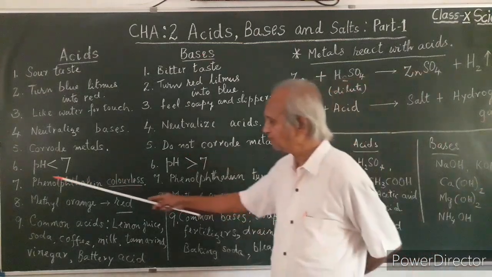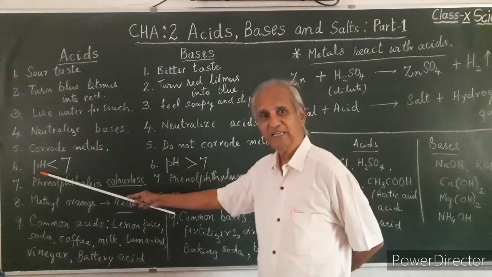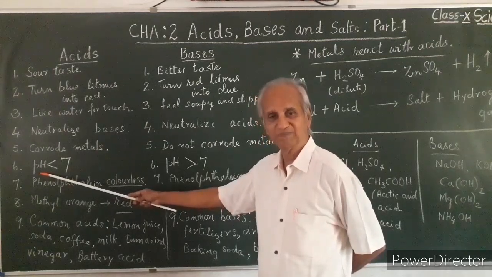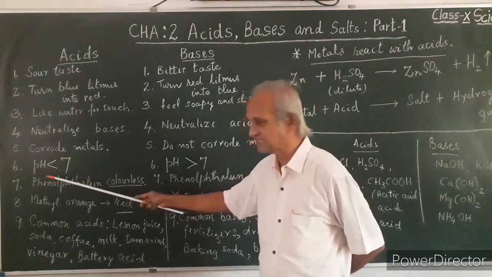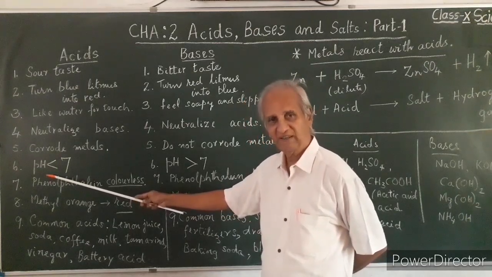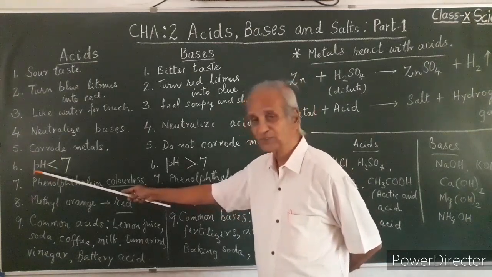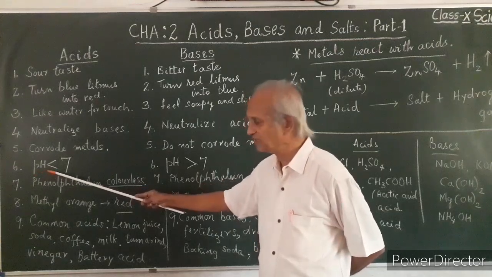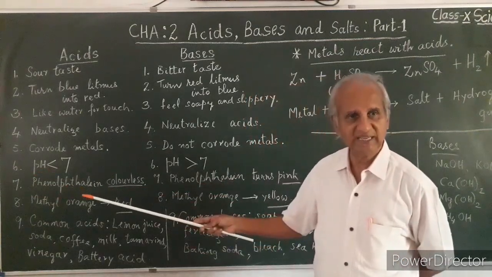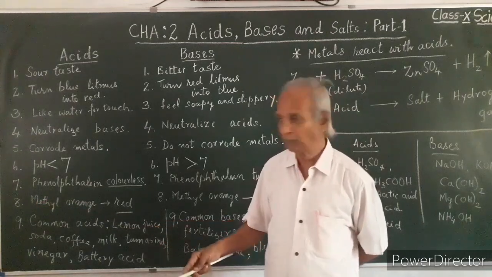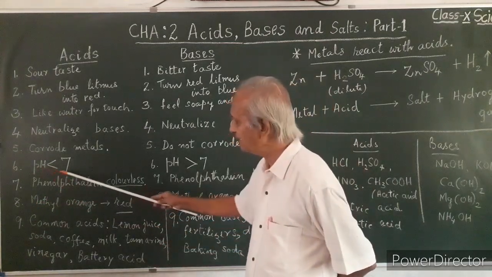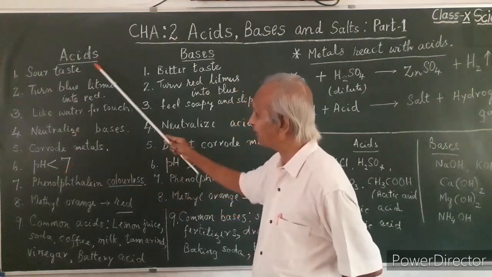Now coming to the potential of hydrogen in the chemical. pH, we call it pH in abbreviation. P stands for potential, H stands for hydrogen. We will be studying it in detail maybe in the next 3 or 4 periods. pH is less than 7 in the case of acids.